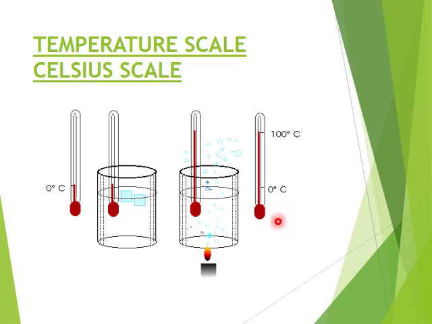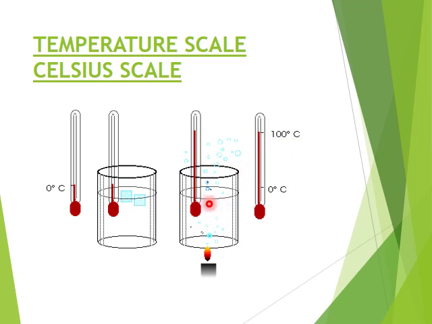In the case of the Celsius scale, you can see here, my dear students, the freezing point of water is 0 degrees centigrade. So 0 degrees centigrade is the temperature of water at its freezing point. And the highest point in this Celsius scale is 100 degrees centigrade, and this 100 degrees centigrade is the boiling point of water.